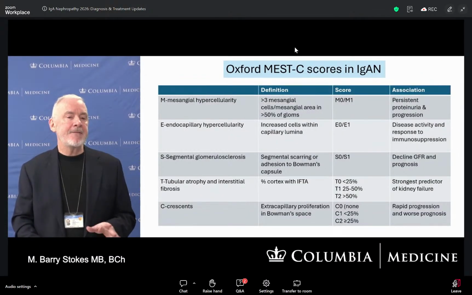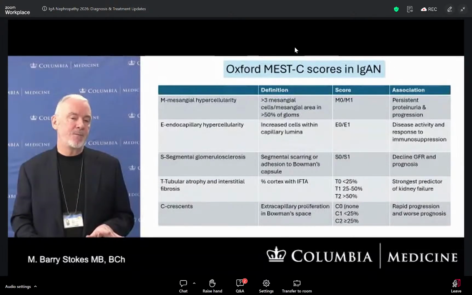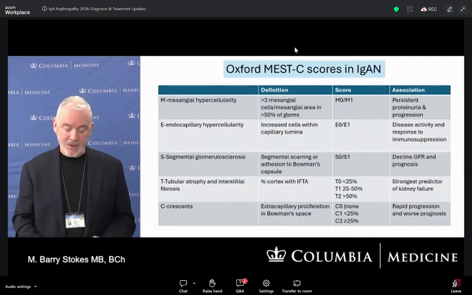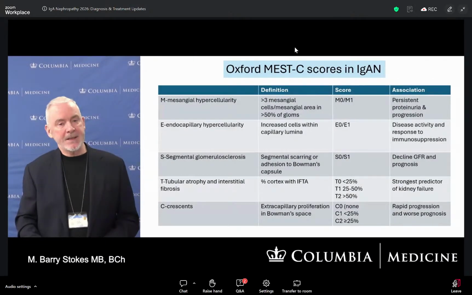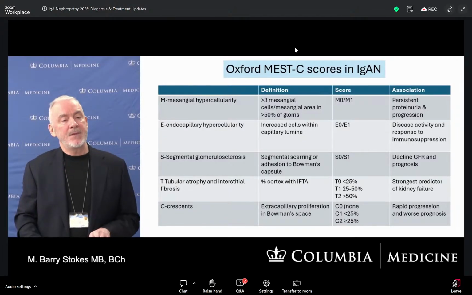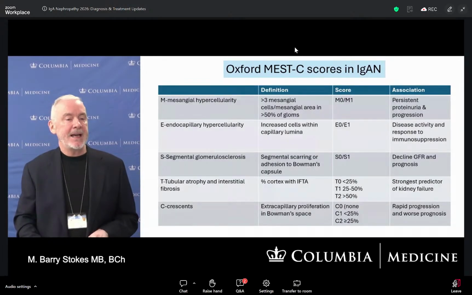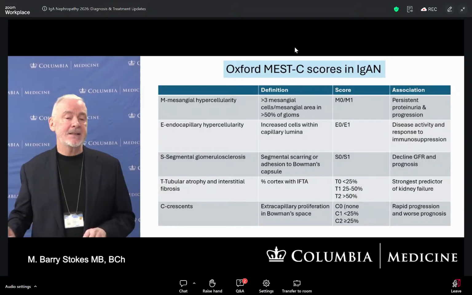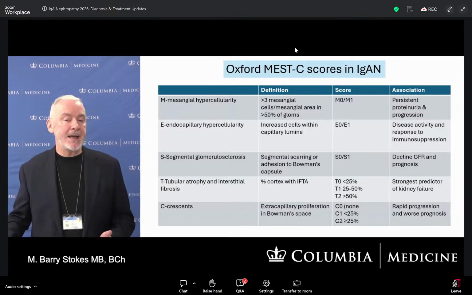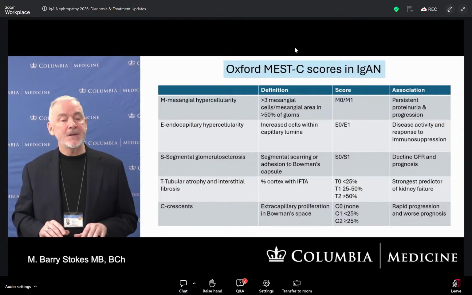So these lesions have been studied in detail and have been found to have associations with outcome. The study was first done at Oxford in the UK, so it's called the Oxford MEST scoring system for IgA nephropathy. M stands for mesangial proliferation, E endocapillary hypercellularity, S for segmental sclerosis, T for tubular atrophy and interstitial fibrosis, and C for crescents. These are given a score whether they're present or absent for M, E, and S. Tubular atrophy and interstitial fibrosis and crescents are further divided by the percentage of tissue that's involved.